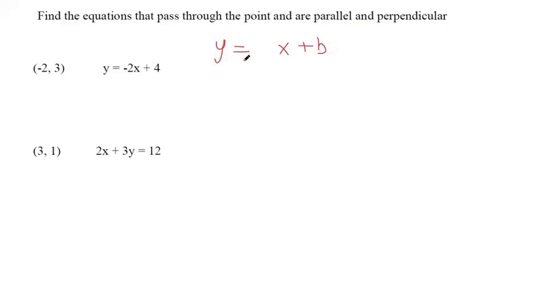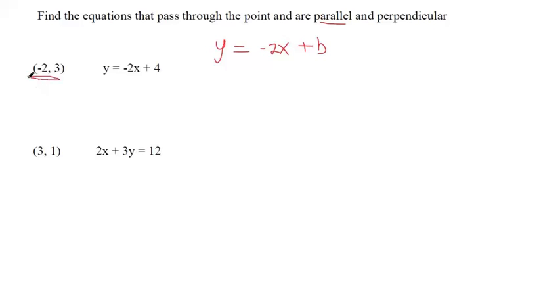But instead of writing m, we can put -2 in its place for it to be parallel. Okay? Parallel means they have the same slope. They go down 2 to the right 1, down 2 to the right 1, down 2 to the right 1. That way both lines are never going to cross.